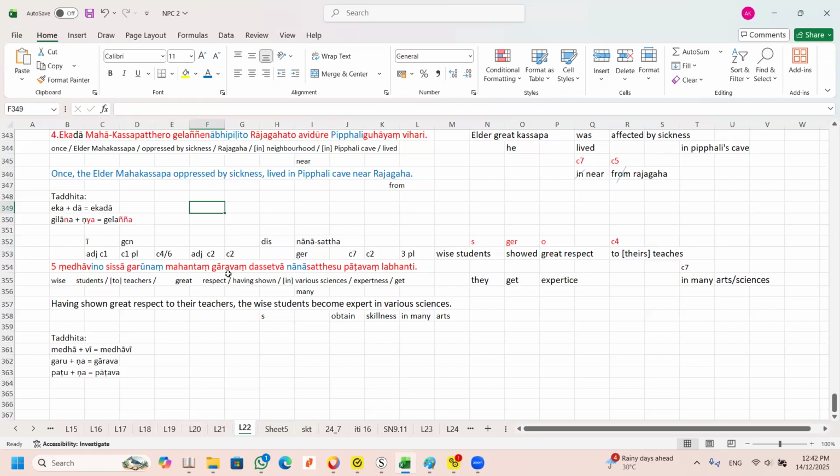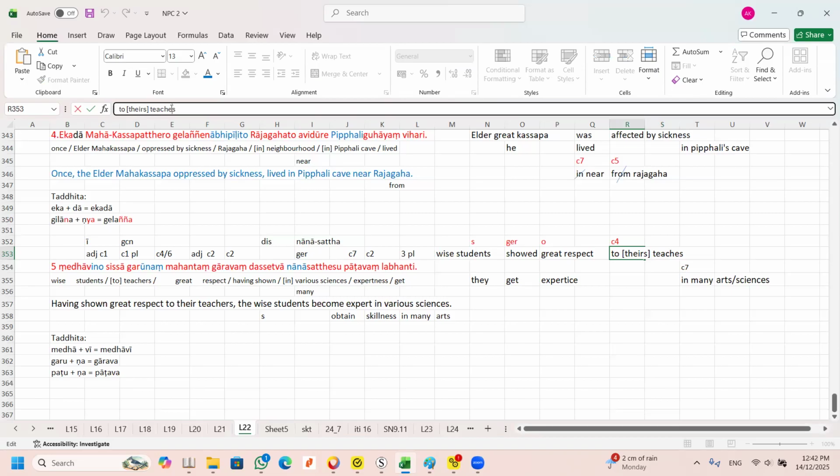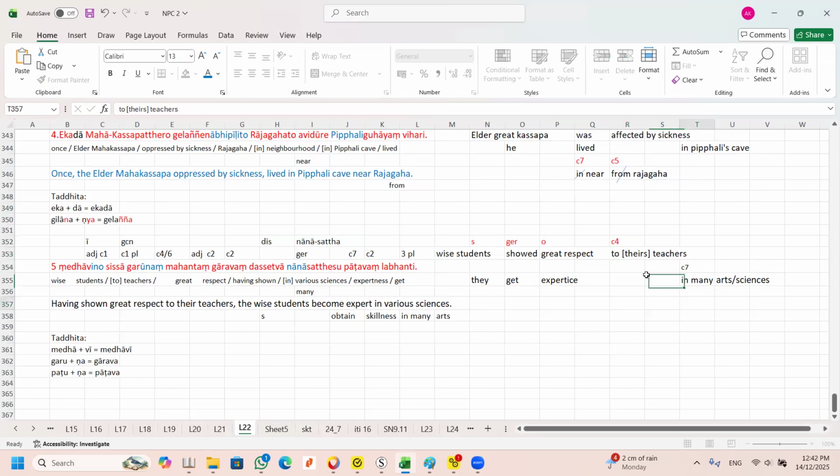This is not a compound. The moment you make it a compound, it becomes maha. So this is mahantang karawang, that means great respect. And then this is to teachers. Without the teachers, I put "to their teachers". This one you have to insert, to their teachers. All right. So the next thing, up to this part, this verb, then this is the last verb.